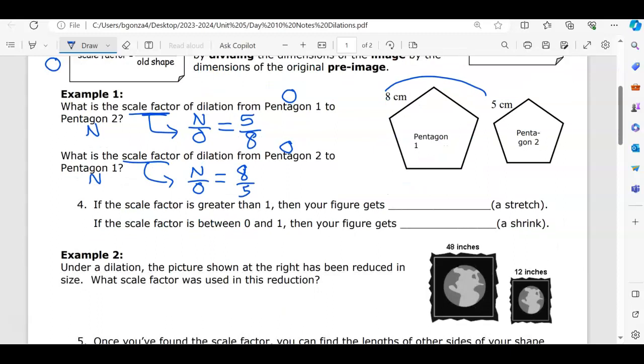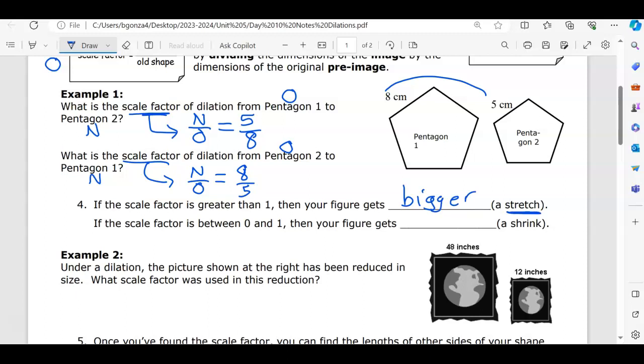Here we go. Number 4. If the scale factor is greater than 1, if that fraction, N over O, equals something bigger than 1, then your figure is also going to get bigger. The better word for that is it's going to stretch. That's the mathy word, stretch.